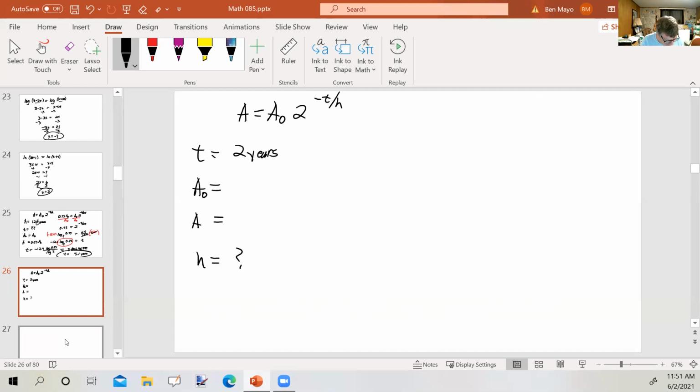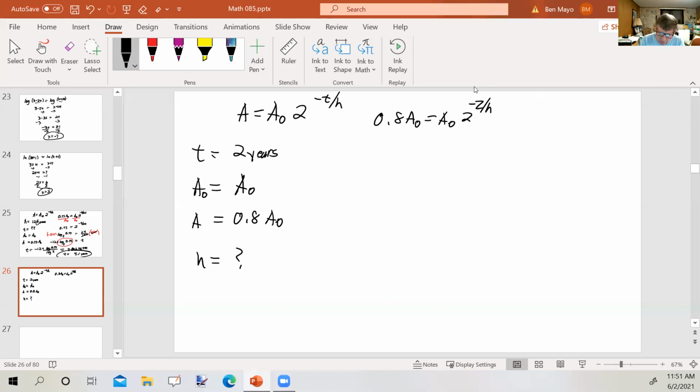All right, so the half-life is the unknown. We still don't know the starting amount or the ending amount, but it says that in 2 years, 20% decays. So the starting amount is A sub 0. The ending amount, if we lose 20%, would be 80% of the starting amount. 80%, 0.80, or just 0.8.